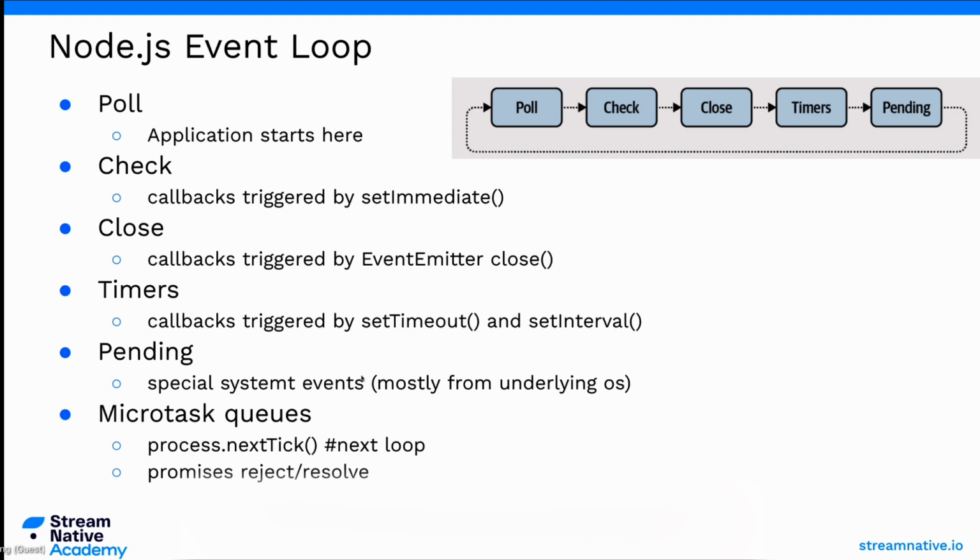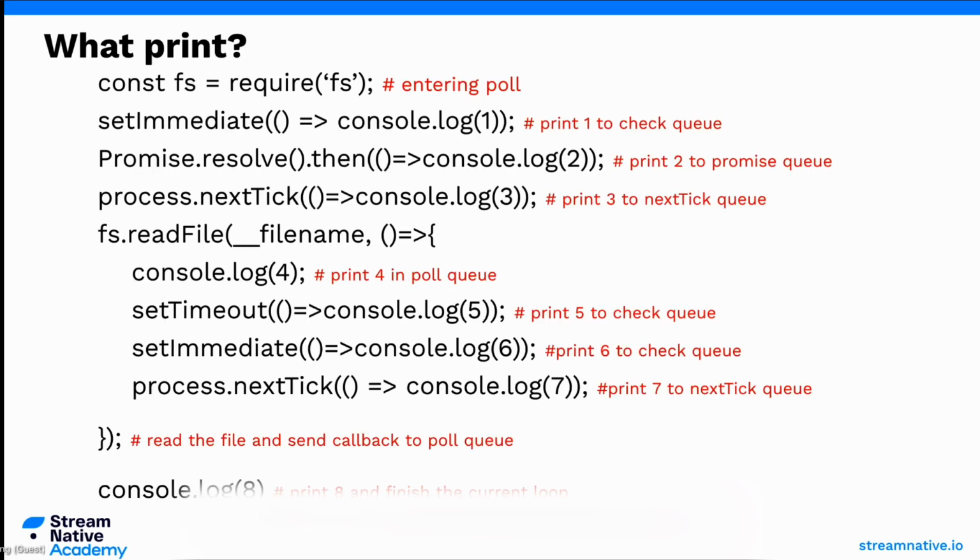And also pending. If you have some special system event triggered by the operating system, it will add it to the pending queue, like reading the file system, for example. Waiting for the network will go here too. There are also two special queues called the process.nextTick queue and the promise queue. Those are special queues that are checked first, then promise. It looks confusing, so I'll give you an example of what happens here.